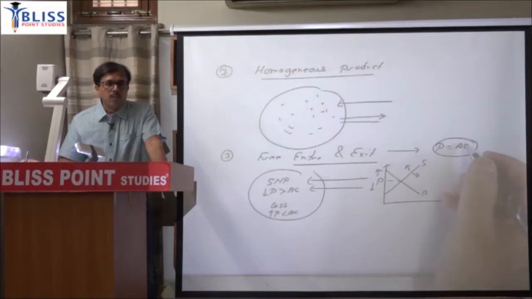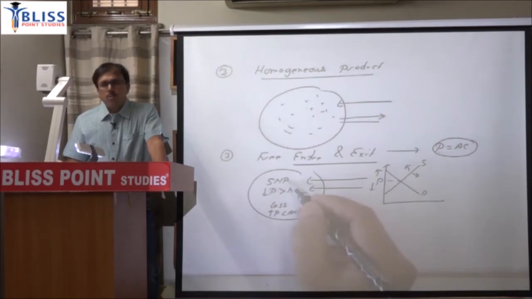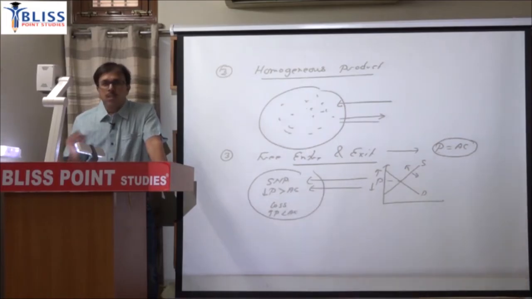So it is the feature of free entry and exit which guarantees that in the long run all firms will be earning only normal profit. They could be earning supernormal profit, they could be making loss, but only in the short run, not in the long run.